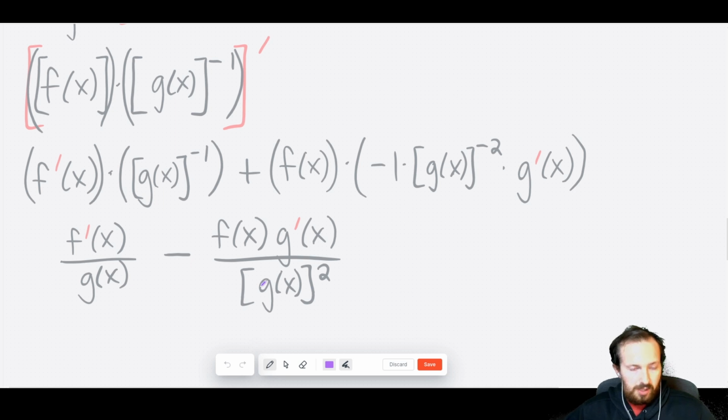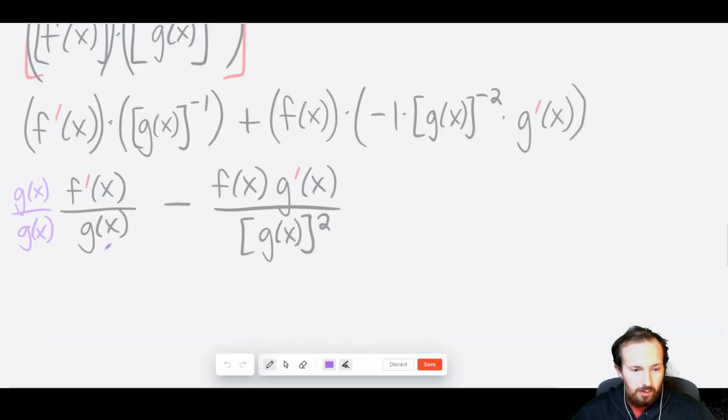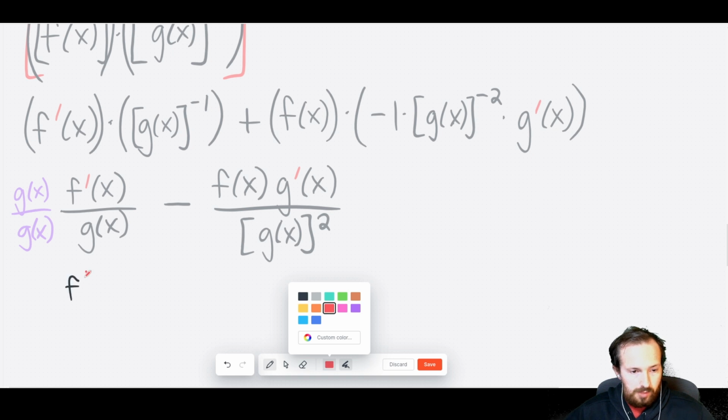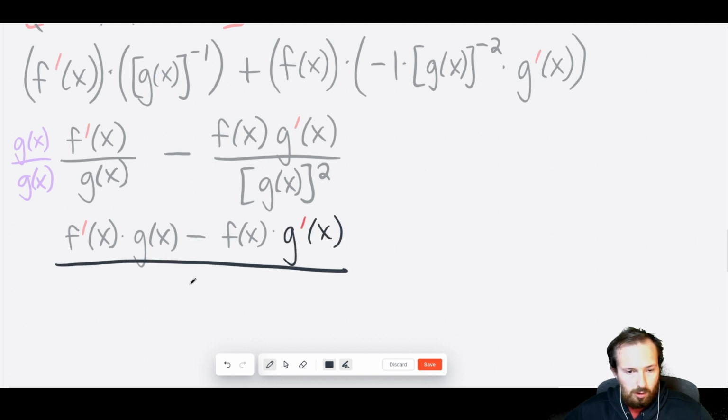What you need to do here is get a common denominator. So you can do g of x over g of x. We're cleverly multiplying by 1 here to not change this term. After you do that, hopefully it's clear that we get to the final version of the quotient rule, which is f prime of x times g of x minus f of x times g prime of x, all over g of x squared, which is the quotient rule.